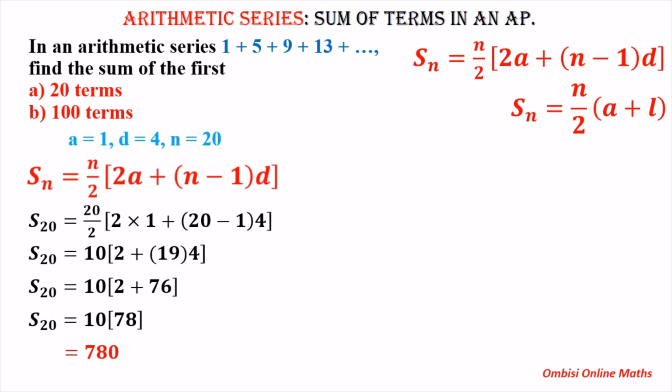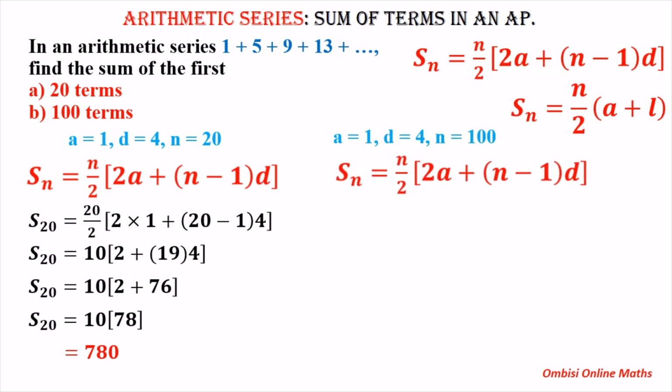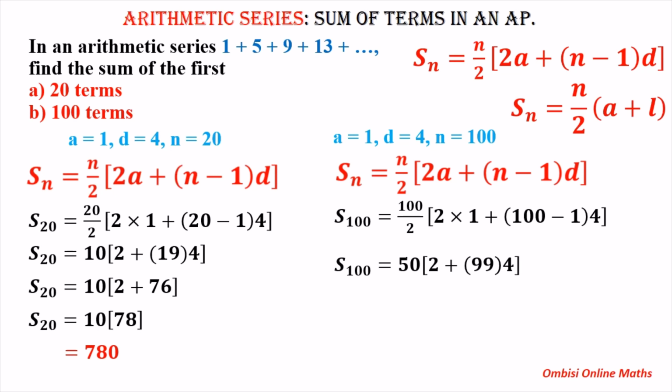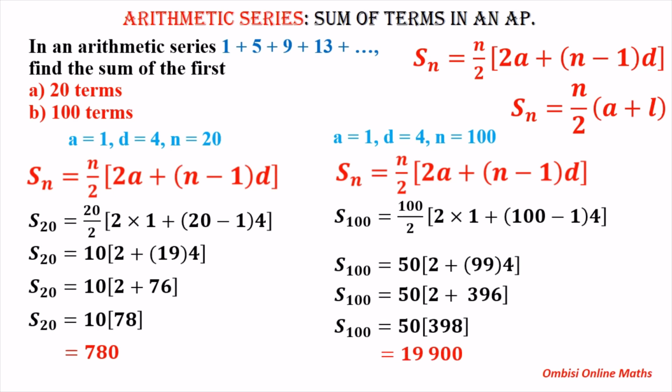Going ahead to look at part B, we can see that the value of a is 1, the value of d is 4, and the value of n is 100, because it's the sum of the first 100 terms. So substituting into our formula, if you simplify, you'll get 50 (2 + 99 × 4), which simplifies down to 50 (2 + 396). 396 plus 2 is 398. So this is 50 multiplied by 398, which gives us 19,900. So the sum of the first 100 terms of this arithmetic series, 1, 5, 9, 13, is 19,900.